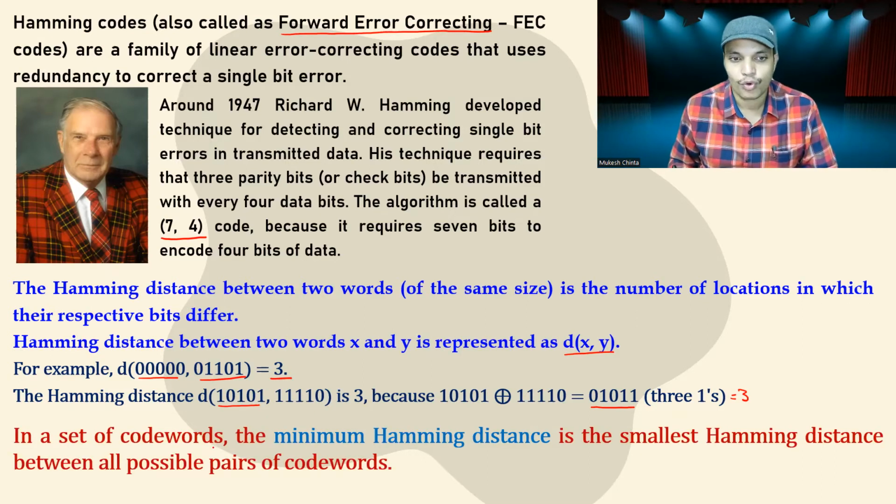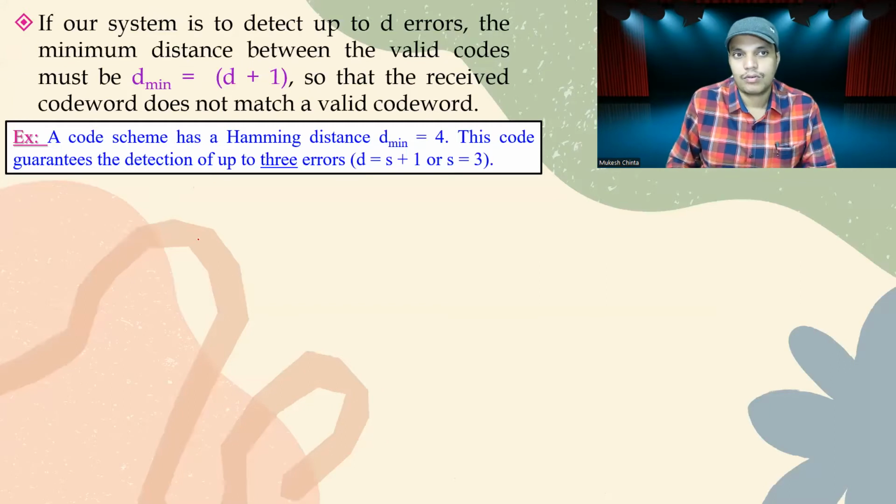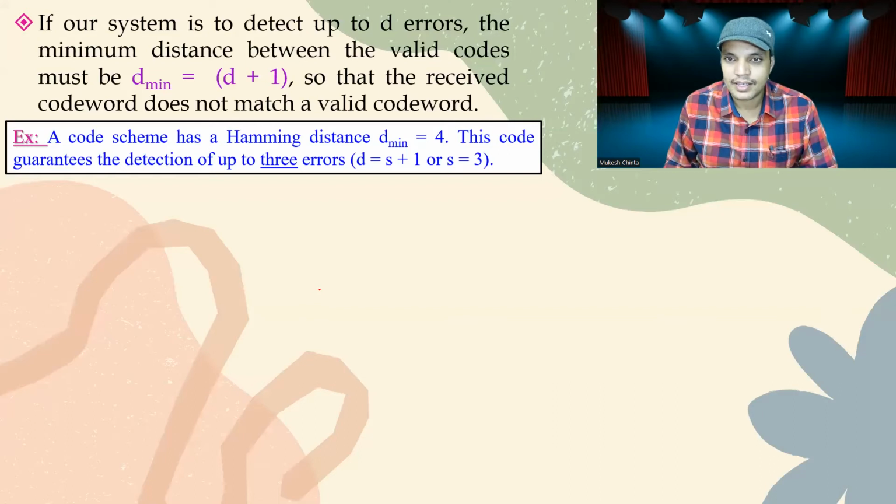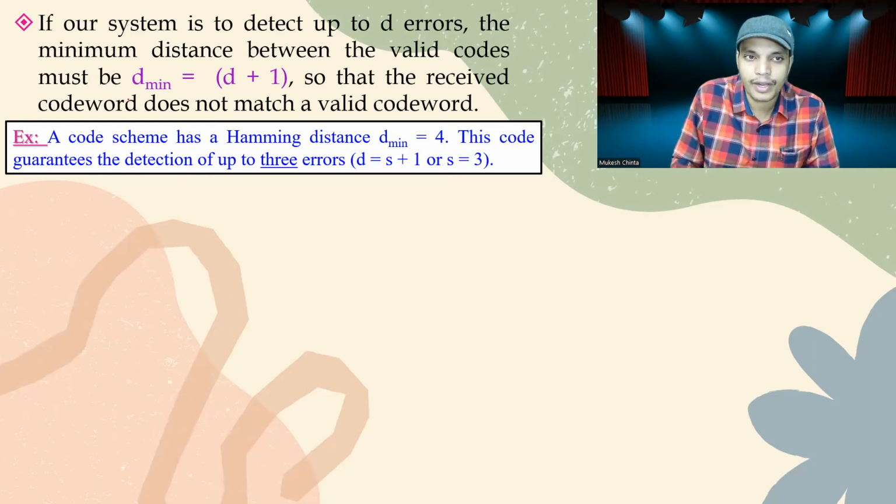Now, in a set of code words, the minimum Hamming distance is the smallest Hamming distance between all possible pairs of code words. Now, what is this minimum Hamming distance? I'll show you with an example. If you have different code words, the minimum Hamming distance is the distance between any two legal code words. Of all the possible combinations of code words, the minimum Hamming distance is the least distance between any two legal code words. Usually, we represent the minimum Hamming distance using dmin.